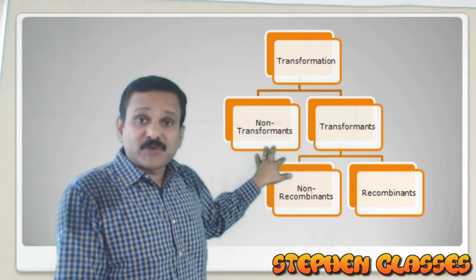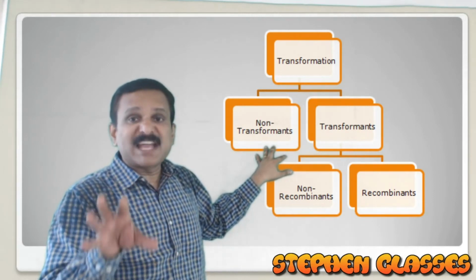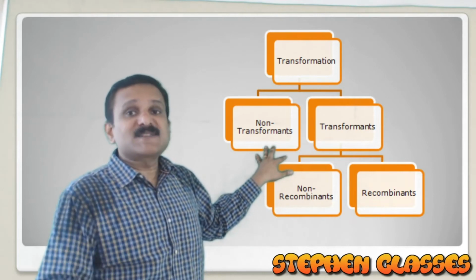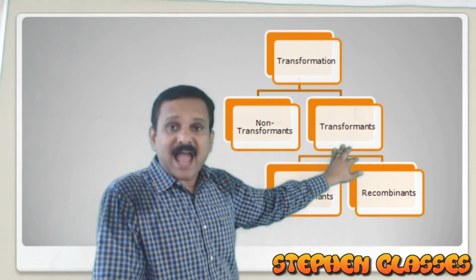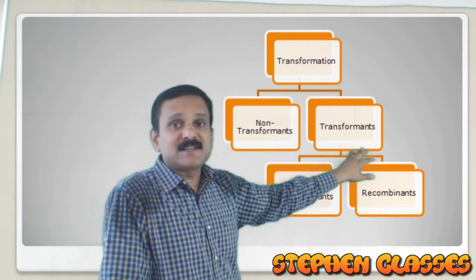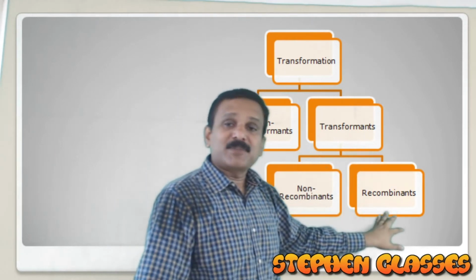There will be a set of non-transformants, those bacterial cells which do not take up the recombinant DNA. They are called non-transformants. There is another set, the transformants. They have received the recombinant DNA. Now among transformants, there will be two sets, non-recombinants and recombinants.